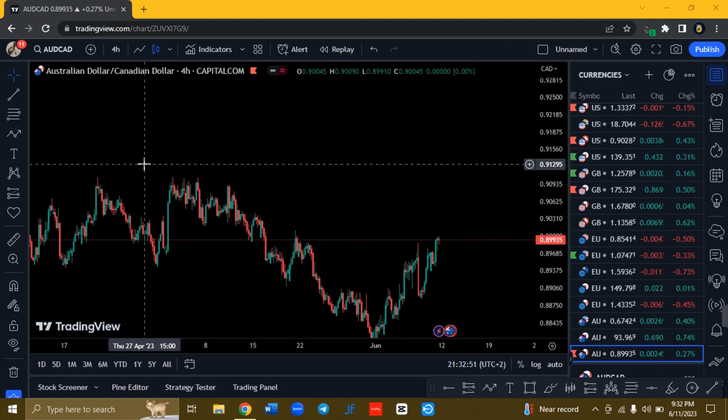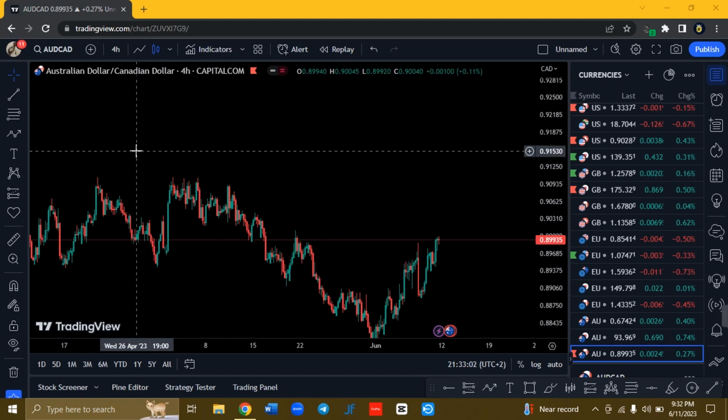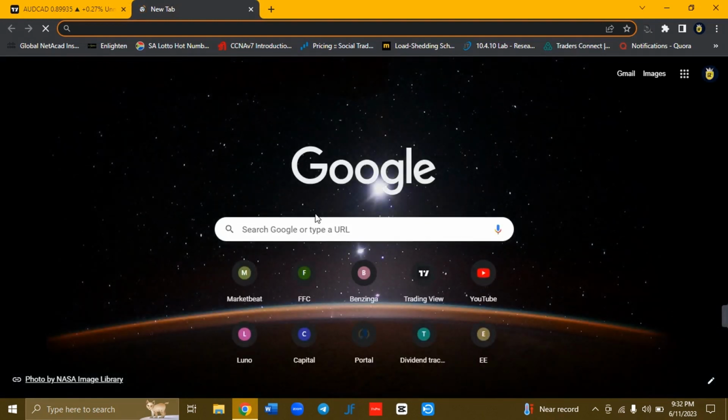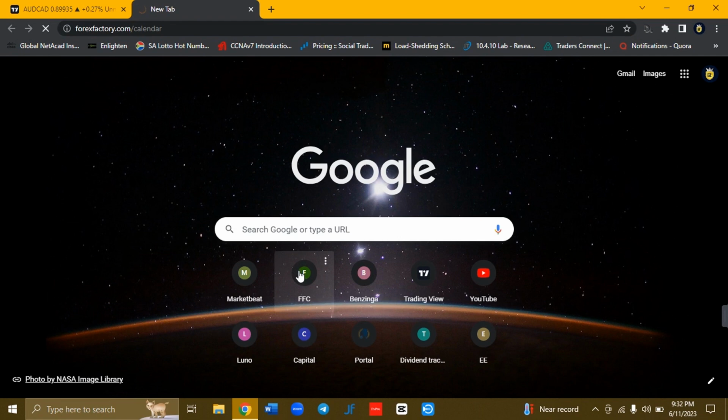These are the pairs that I am anticipating to take trades on for this upcoming week. Before we jump into our technical analysis, let's first start with our fundamental analysis so that we can be properly prepared for the upcoming week as to what pairs to avoid and which ones to make sure that we capitalize on.